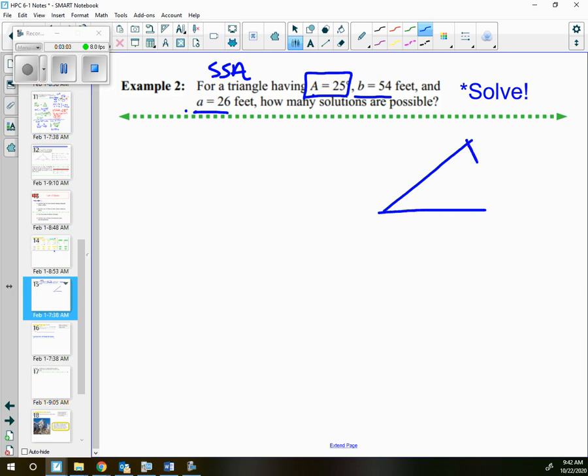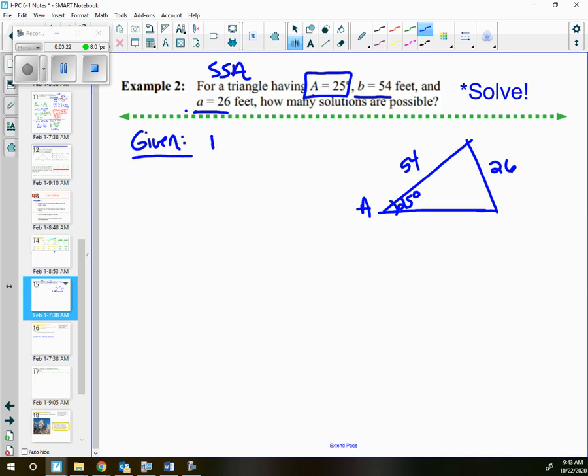I think it's nice to have a picture. So we have our angle A, which is 25 degrees. And we have our side A, which is 26, and then we have our side B, which is 54. So in this case, let's go through what we know, and we can talk about how we know what's going to happen.